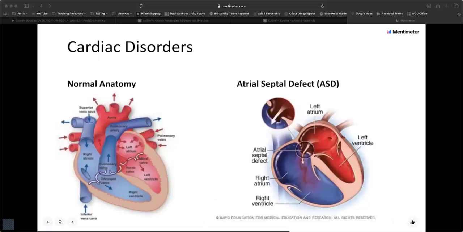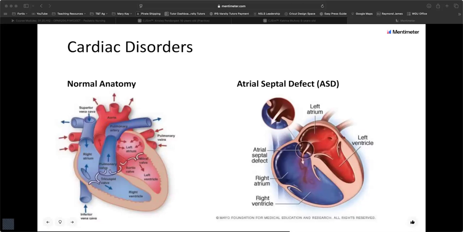Okay, let's look through some of these cardiac disorders. So the first thing on all of these, you will see a normal picture on the left-hand side, and then you'll see our defect on the right-hand side so that we can compare and contrast and look at the differences here. So the first two disorders that we're going to look at are septal defects.